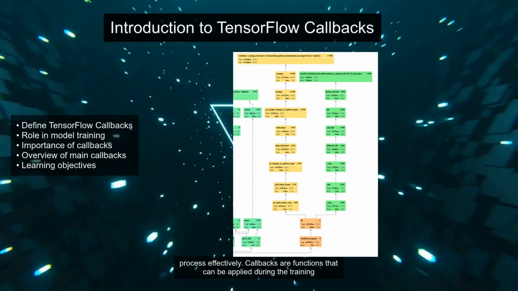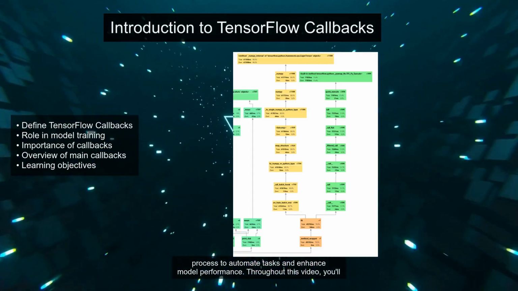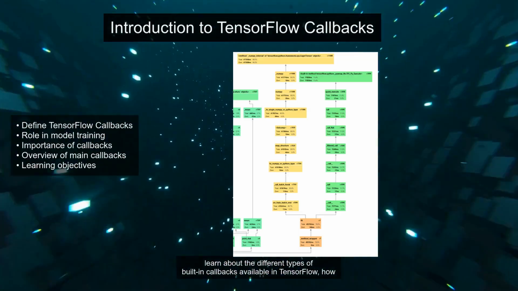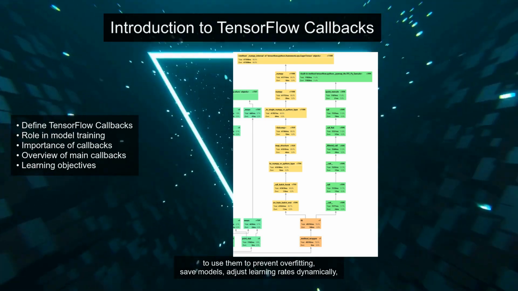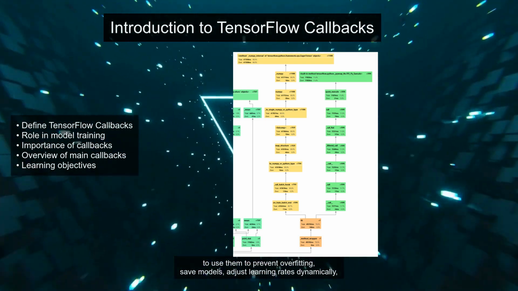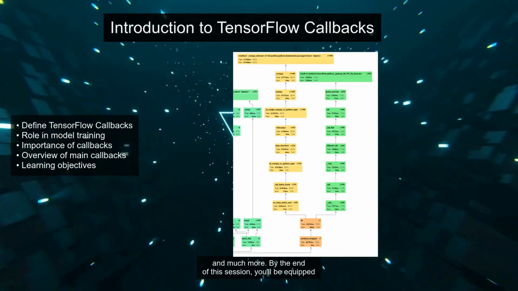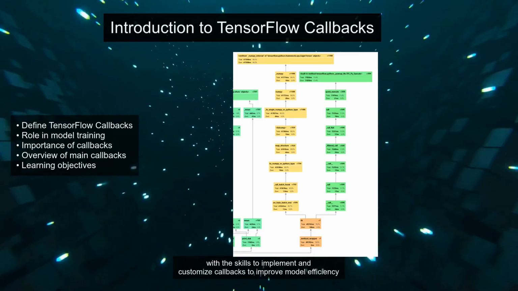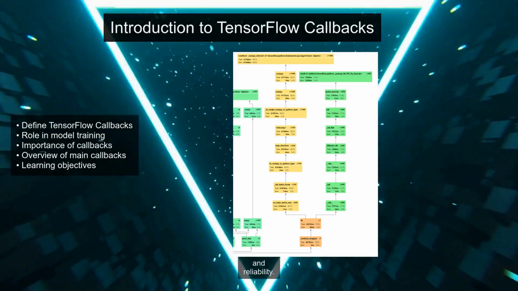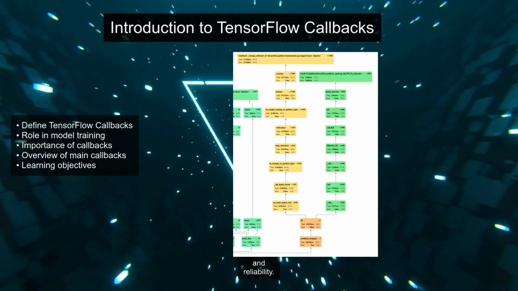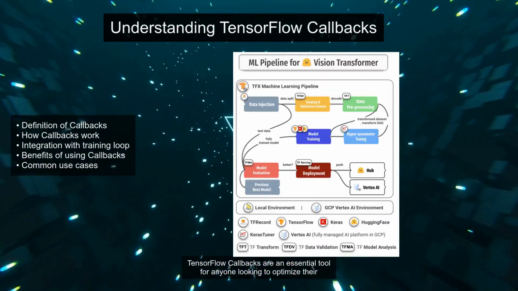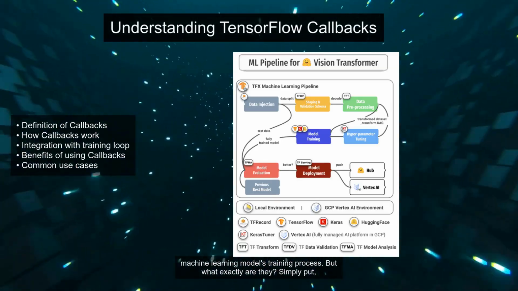Callbacks are functions that can be applied during the training process to automate tasks and enhance model performance. Throughout this video, you'll learn about the different types of built-in callbacks available in TensorFlow, how to use them to prevent overfitting, save models, adjust learning rates dynamically, and much more. By the end of this session, you'll be equipped with the skills to implement and customize callbacks to improve model efficiency and reliability. TensorFlow callbacks are an essential tool for anyone looking to optimize their machine learning models training process.